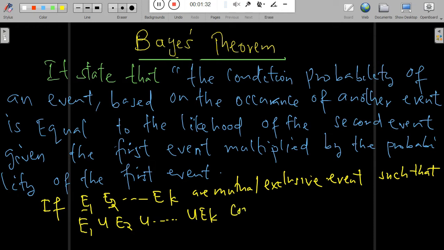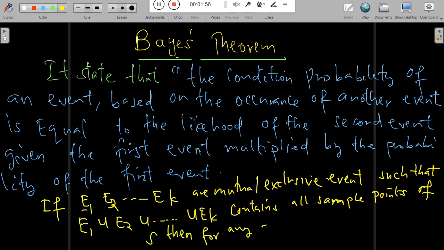So for that case, what you need to understand here is, suppose these union events 1 and 2 contain all the sample points of the sample of observations. They contain all the sample data of the observation. Then for any event D of a given sample data, the probability of D will be given, which is not equal to 0.